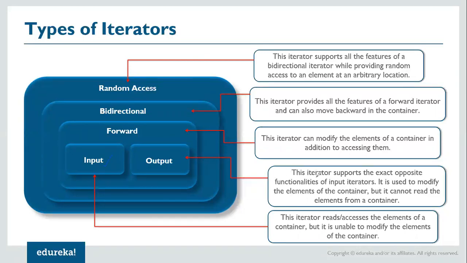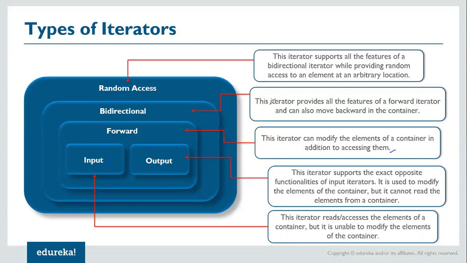Then we have output iterator. This iterator supports the exact opposite functionalities of input iterator. It is used to modify the elements of the container, but it cannot read the elements from the container. So as the name suggests and as the description explains, it is used to modify or alter the content of the container. Then you have another iterator which is forward. This iterator can modify the elements of a container in addition to accessing them.